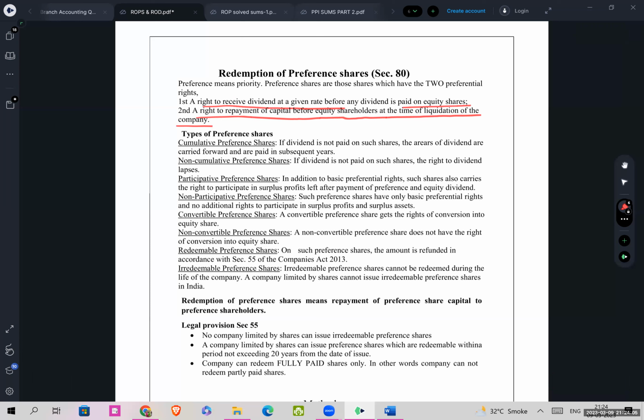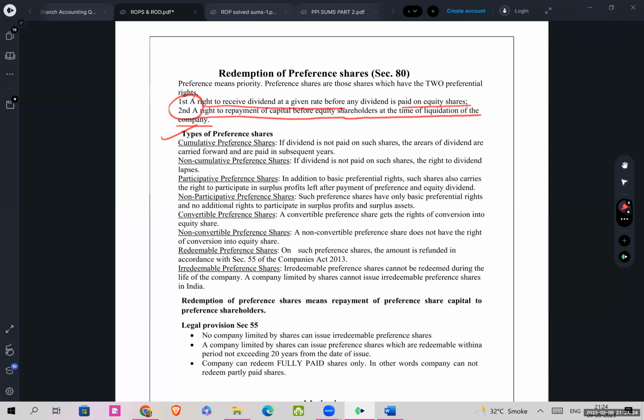That means they are given preference over equity shareholders, and they also have the right to receive dividend before the equity shareholders. So these are the two preferences that a preference shareholder enjoys under Section 80. Here we move on to the types of preference shares.